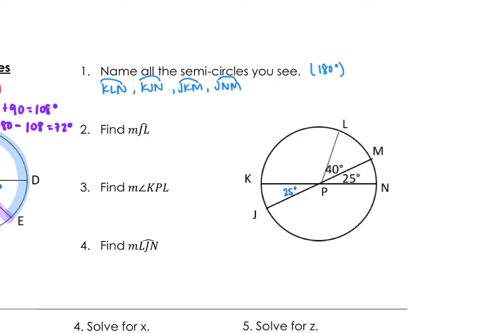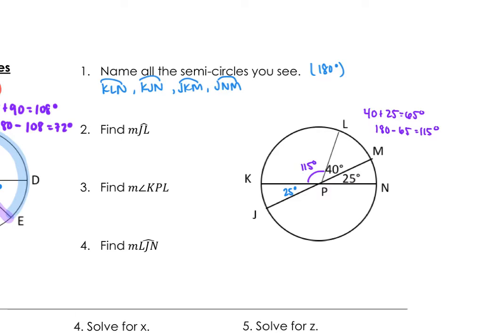So the first piece I'm going to solve for is this piece right here. And when looking at this, I see that piece as being a part of the top semicircle here. Okay, so KLN is a semicircle. So I could add these two together and subtract from 180. It's going to give me this angle right here. So 40 plus 25 is 65 degrees. And then we're going to subtract from 180. So 180 minus 65 is 115. So this angle right here is 115 degrees.